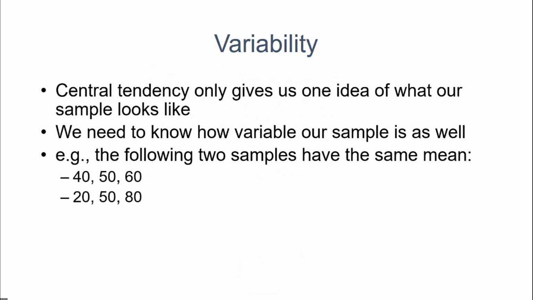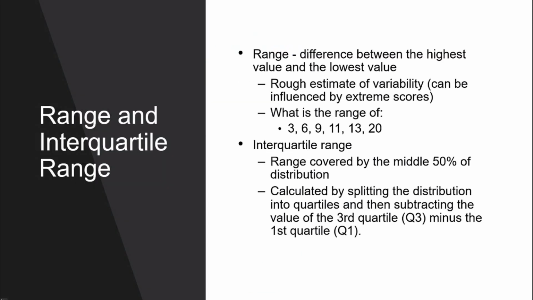We've got a couple of ways we could look at this. One is range, and the range is simply how wide our distribution spreads. We can calculate the range by taking the highest number and subtracting the lowest number. So if we look at these numbers here, 3, 6, 9, 11, 13, 20, the range is 20 minus 3, or 17.